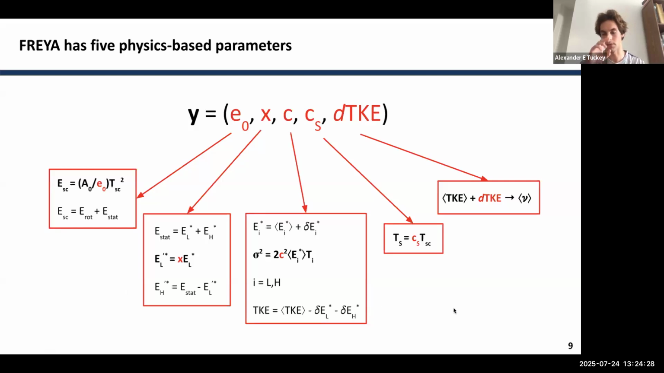And finally, our fifth parameter, DTKE, is sort of this wildcard parameter where we use it to shift the average total kinetic energy in order to reproduce a measured value of the average neutron multiplicity. And we do this because we sample from data to obtain the total kinetic energy. And this data can have unquantified uncertainties or, in some cases, low statistics. So this DTKE parameter is introduced to compensate for that.